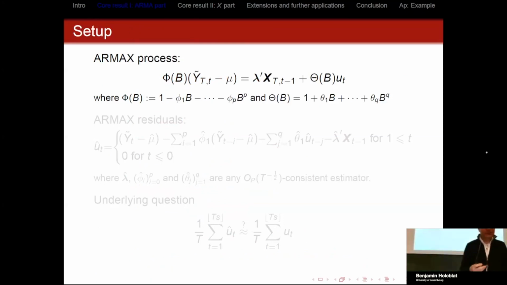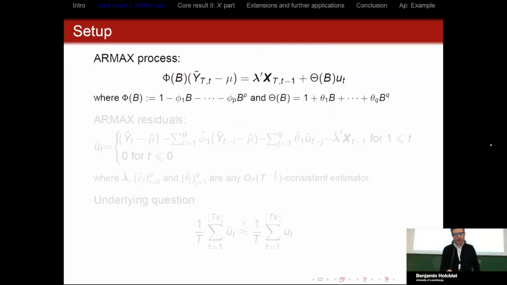What is an ARMAX? Let's take a standard model, like what you read in Brockwell-Davis or a standard textbook. It's an ARMA, so here it's the autoregressive part, an AR, sorry, with an MA part. And on top of that, you allow for covariates. Here we made the standard assumption: this phi(B) and this theta(B) are lag polynomials that allow to write this in a compact way.